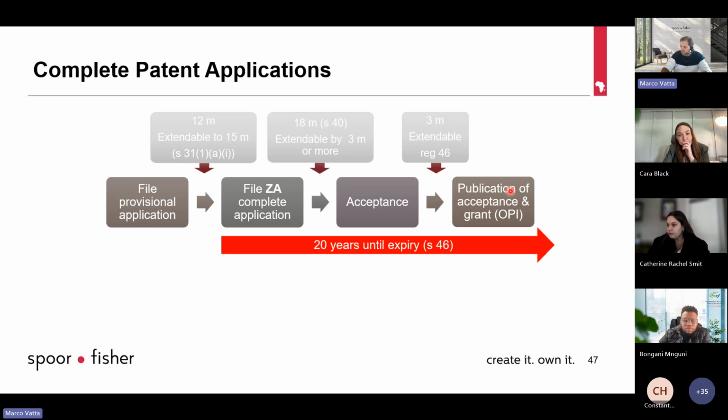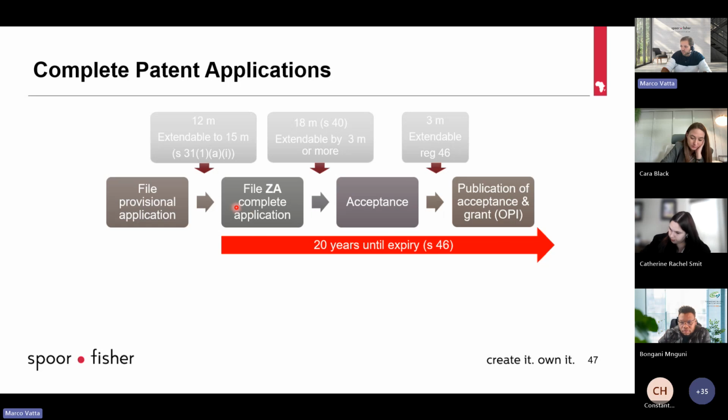So then once it's published, as I said, you'll obtain your granted patent, and you will be issued with the Letters Patent Certificate. You'll have 20 years within which to monopolize this invention, and that is calculated from the filing date of the complete application. So the rights are enforceable from the filing date of the complete application.